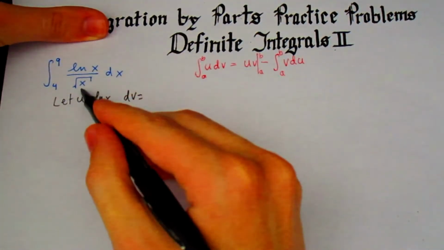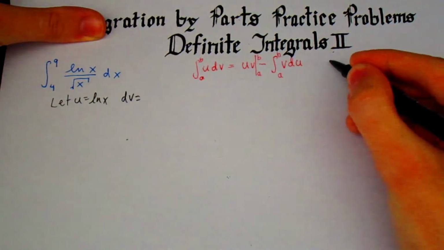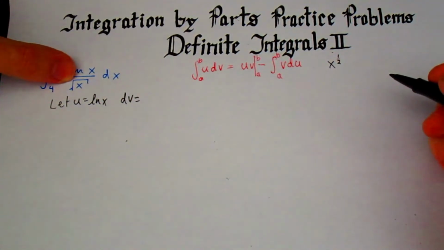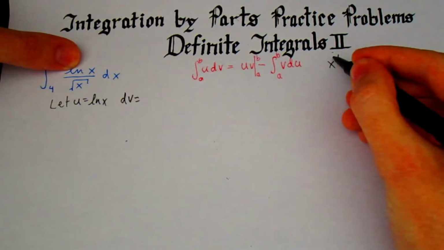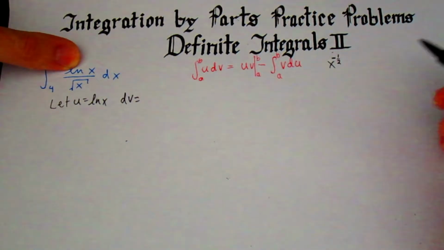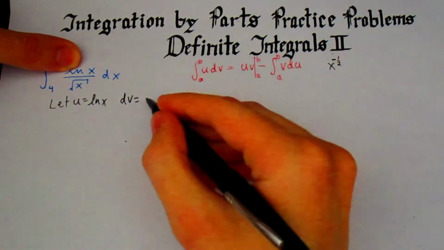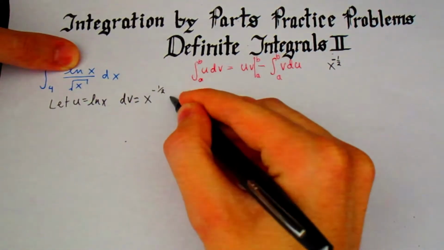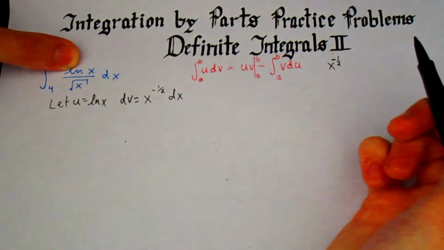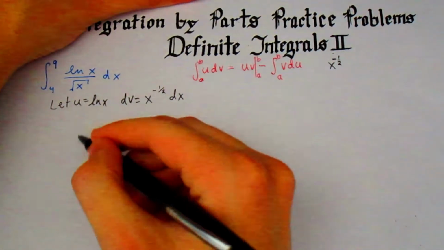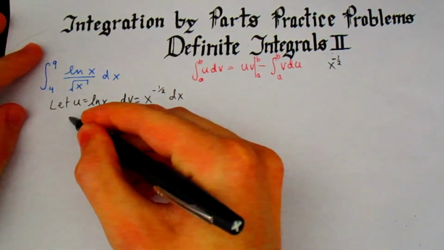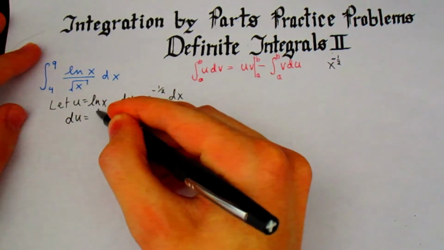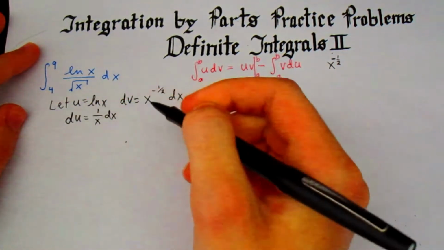Well, first of all, rad x, I'll write it right here, is x to the 1/2. Now since it's in the denominator, I'm going to raise it to the numerator by negating the exponent. It means the same exact thing. So I'm just going to have dv equal x to the negative 1/2 dx. Okay. Now du, now we differentiate. The derivative of ln of x is 1 over x dx.